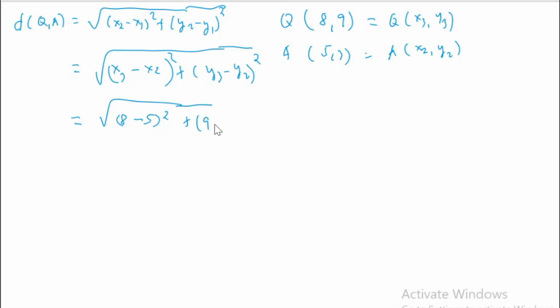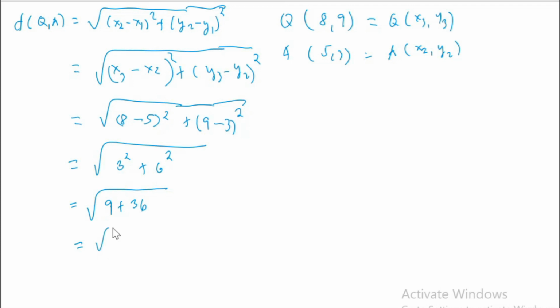So I have 9 minus y sub 2, which is 3. So we have 9 minus 3 and then the square of that. Simplifying that one, we have 8 minus 5 is 3. So 3 squared plus 9 minus 3 is 6, so we have 6 squared. Simplify further, 3 squared is 9 plus 6 squared is 36. So the sum of the radicands is now the square root of 45. So this is now the distance between Q and A.